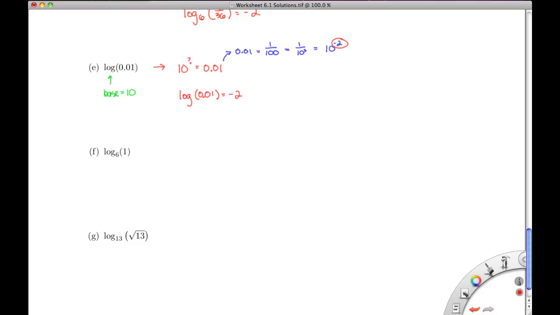Okay, so next we've got the log base 6 of 1. What is that equal to? So we ask ourselves, well, 6 to the power of what is equal to 1? Well, in this case, it doesn't really matter what the base is. Any base raised to the power of 0 is going to give us 1. So in this case, we could use that fact, and we can say, well, 1 is the same as 6 to the power of 0, and that's going to be the value that we're after. So we can say that the log base 6 of 1 is equal to 0.